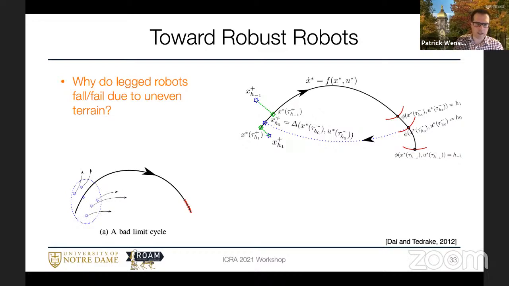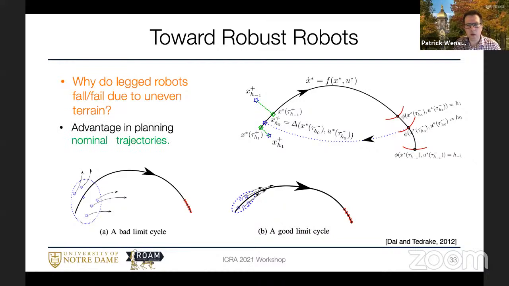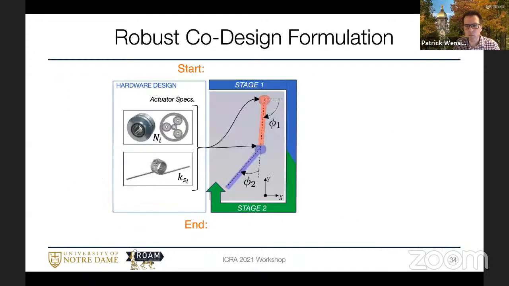So you can think, if you're designing a limit cycle, there could be bad limit cycles where a small change in terrain height leads to a very large spread in states post-impact. Whereas if you design a good limit cycle, you could reduce the clustering of those states even further. And so our thought was, well, let's see what happens if we do co-design. And hopefully if we do co-design and we have a good design, we can further push down that area where those post-impact states live.